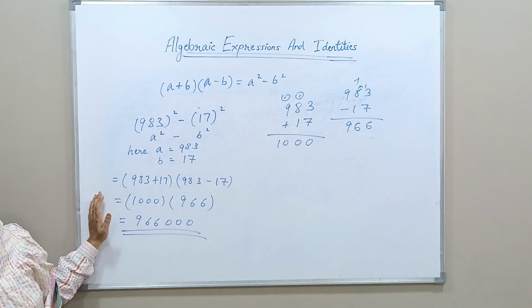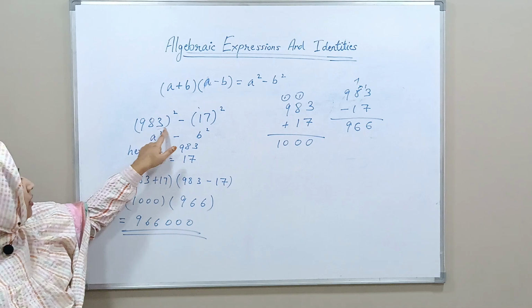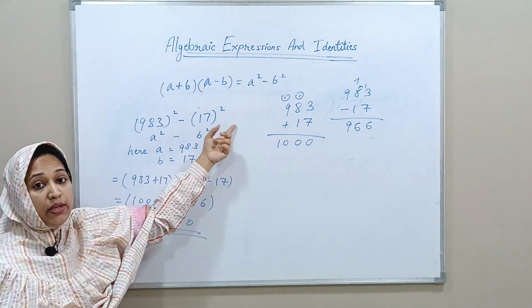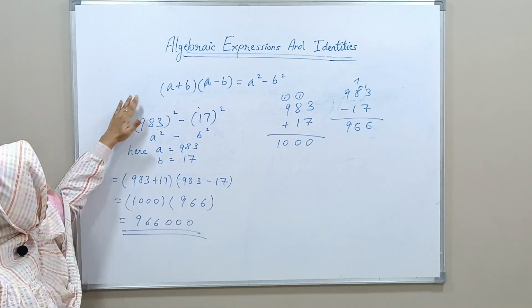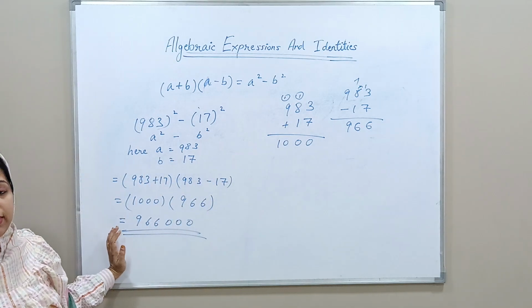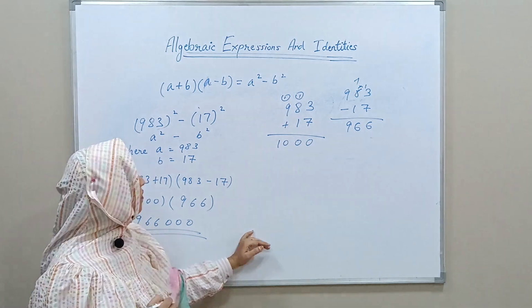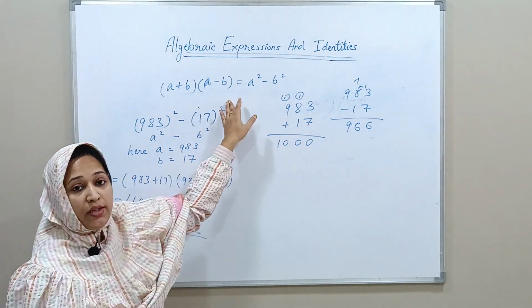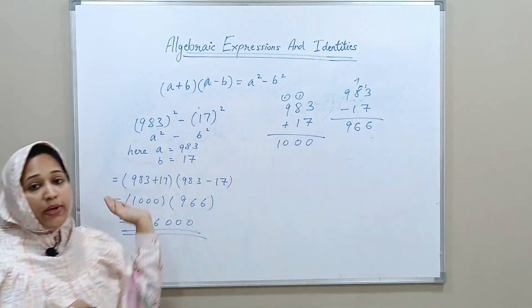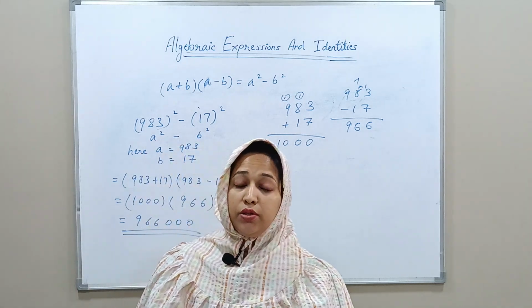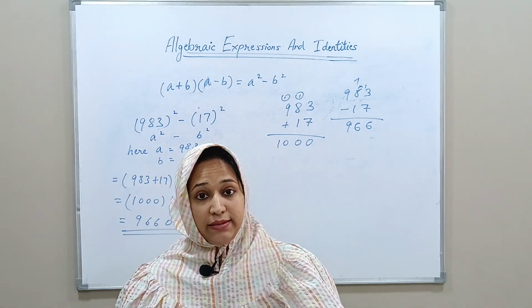So we can see that it was a quick calculation. 983 whole square would take more time in the normal way, 17 square and then subtracting them. Using the identity, we were able to solve this in the minimum time. So this is how we can solve the given identity in the normal order, and also we can use it in the reverse way. I hope it is clear how we can use the identity.